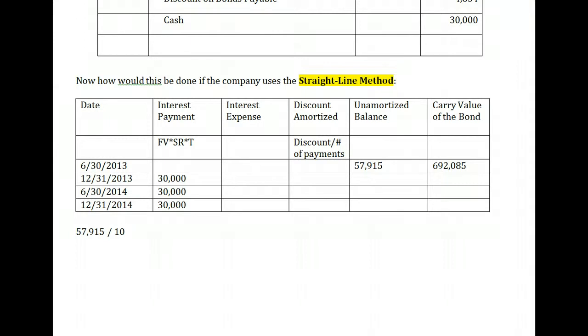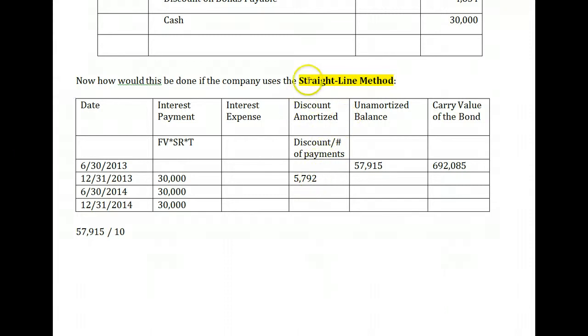Remember, this is a 5-year bond that pays twice a year. So when you take 5 times 2, that's 10 total payments. So when you take $57,915 and divide that by 10, you get a total of 5,792. Now we're going to have a little bit of a rounding issue because it really comes out to 5,791.50. That's okay. Remember, for our examples, we always round to the whole dollar.